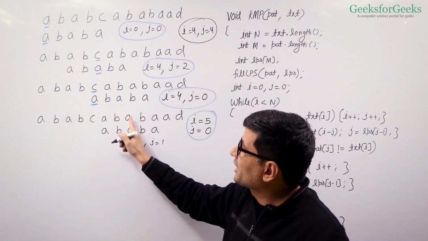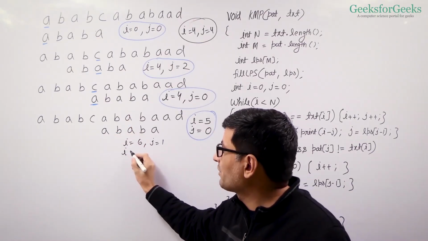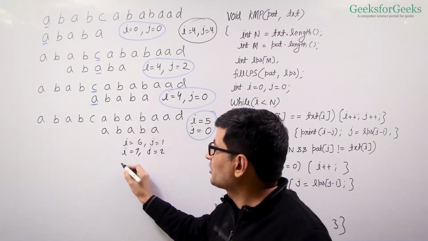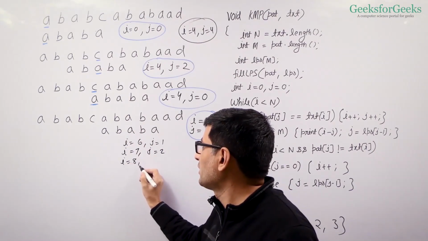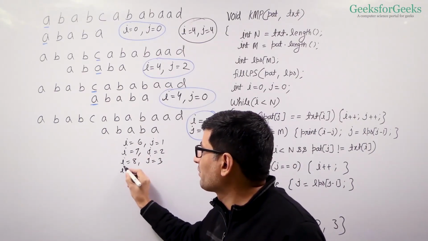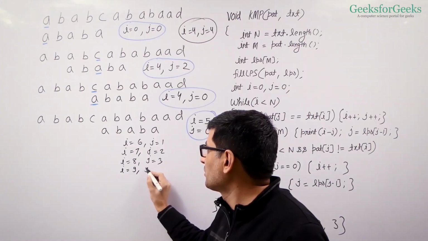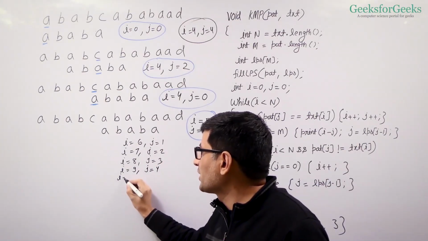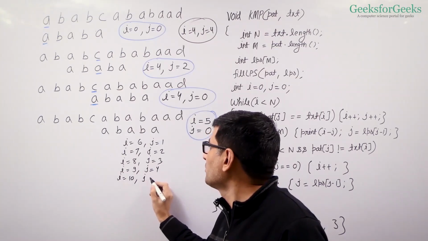Now I and j again match, so we are going to make I equal to 7 and j equal to 2. They again match, so we are going to make I equal to 8 and j equal to 3. They again match, so we are going to have I equal to 9 and j equal to 4. And they also match, so we are going to have I equal to 10 and j equal to 5.